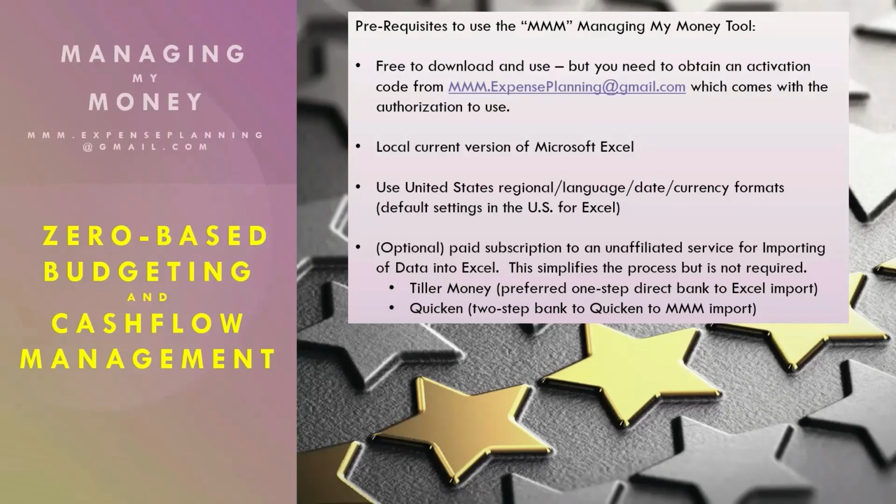Some people have asked me if there's a way to get data pulled in automatically from their bank or credit card, etc. And the answer is yes, but that requires a paid subscription to one of two unaffiliated services. I do not have any affiliation with these two, but the tool does support both of them. So Tiller Money is preferred in my mind because it's a one-step direct bank to Excel import. You can go to the Tiller Money website, and there are also instructions in the tool if you want to set that up and how you can get that from Tiller Money.